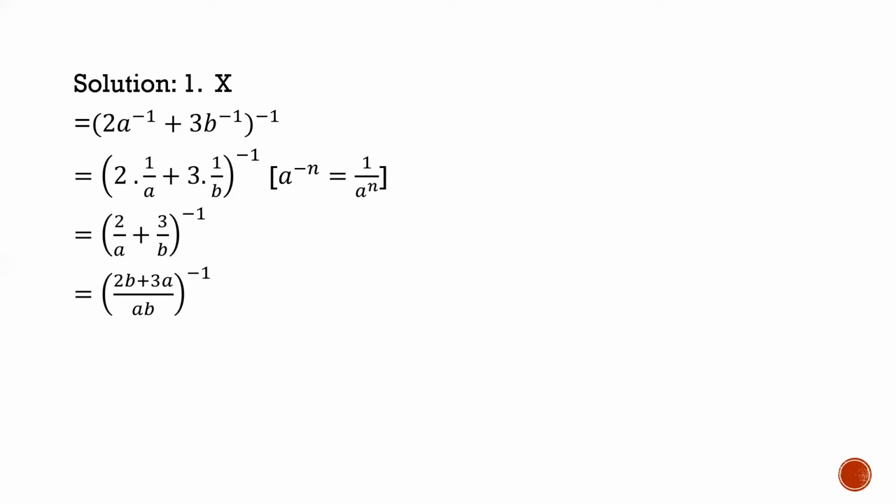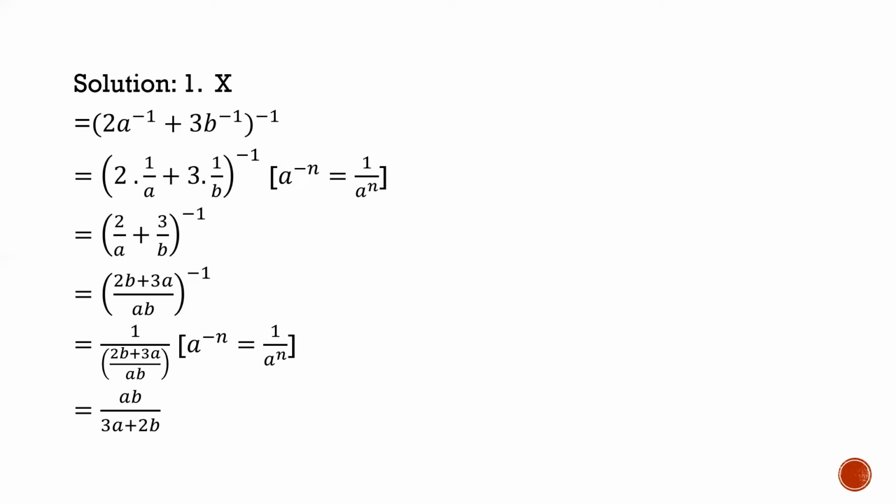Now as we have inverse, we have to write 1 by the fraction, which is according to the formula a to the power minus n equals 1 by a to the power n. Now 1 by the fraction is just the denominator will be on numerator and the numerator will be on denominator. So finally we got ab divided by 3a plus 2b.